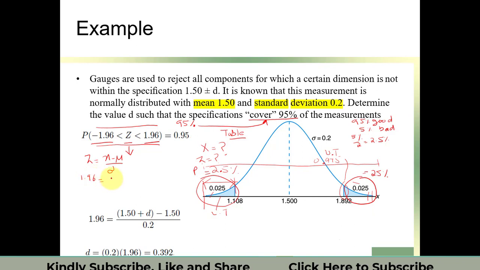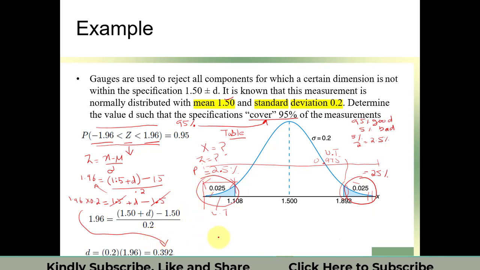You don't know the value of x clearly, but for the positive value you can say that it will be equal to 1.5 plus d, minus mu, which is given here as 1.5, divided by sigma, which is equal to 0.2. In the next step, cross multiply: 1.96 multiplied by 0.2 is equal to 1.5 plus d minus 1.5. The 1.5 cancels out and you get d equal to 1.96 multiplied by 0.2, so d will be equal to 0.392. This is the value of d you have calculated.